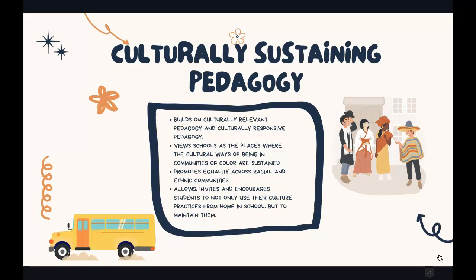Culturally sustaining teaching really builds on the culturally relevant and culturally responsive teaching approaches. Instead of just accepting and affirming the backgrounds of students of color, this approach views schools as places where the cultural ways of being and communities of color are sustained and kept. It promotes equality across racial and ethnic communities and seeks to ensure access and opportunity to all students. This approach invites and encourages students to not only use their cultural practices from home and school, but to maintain them.